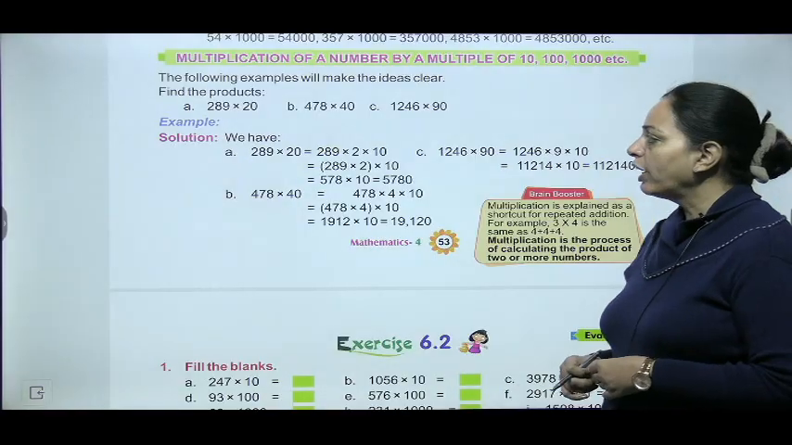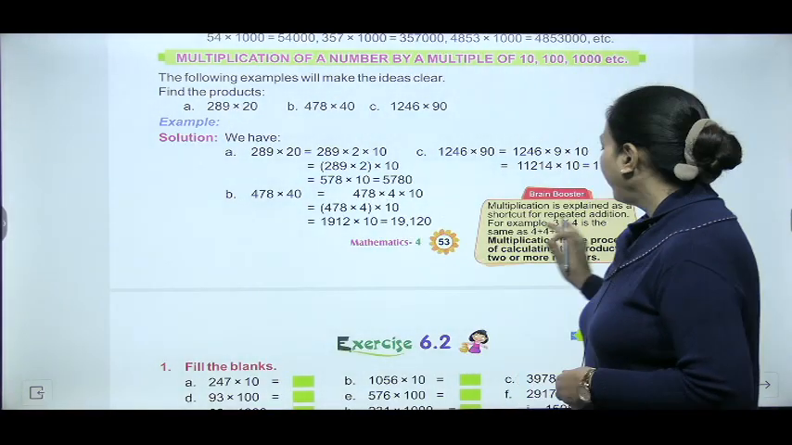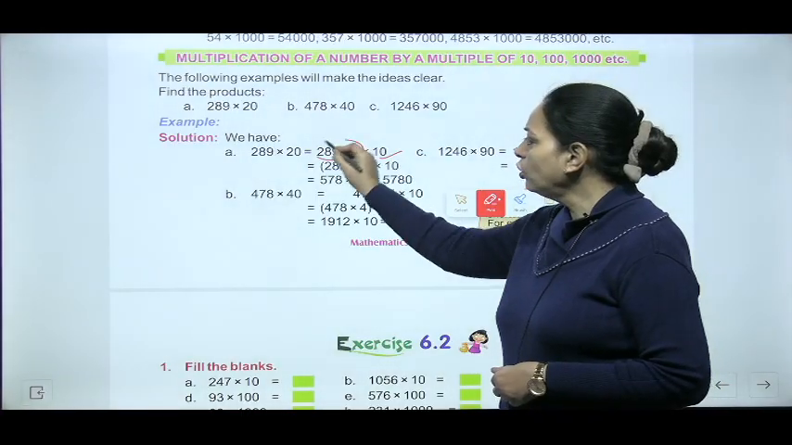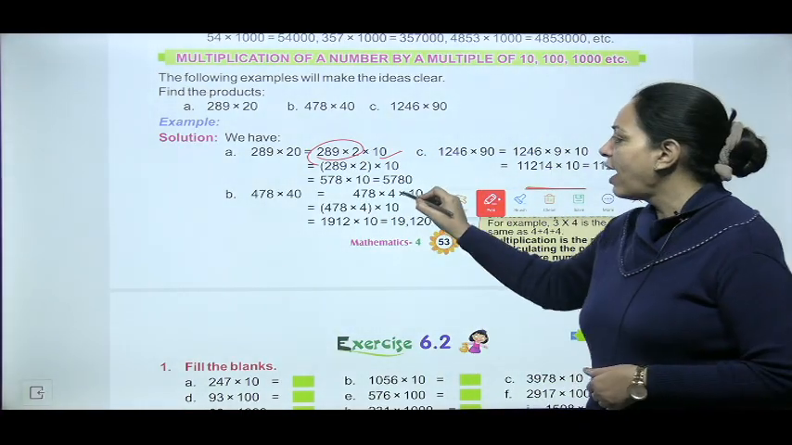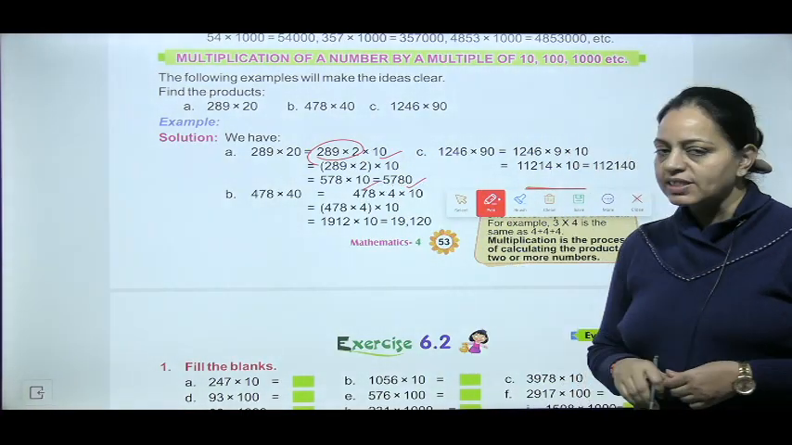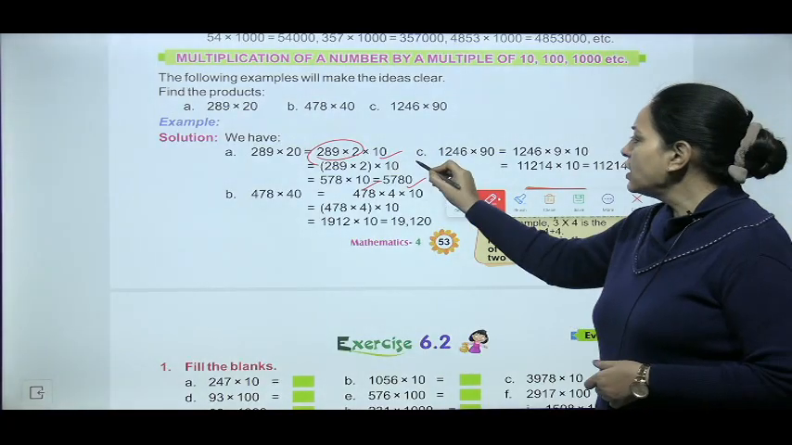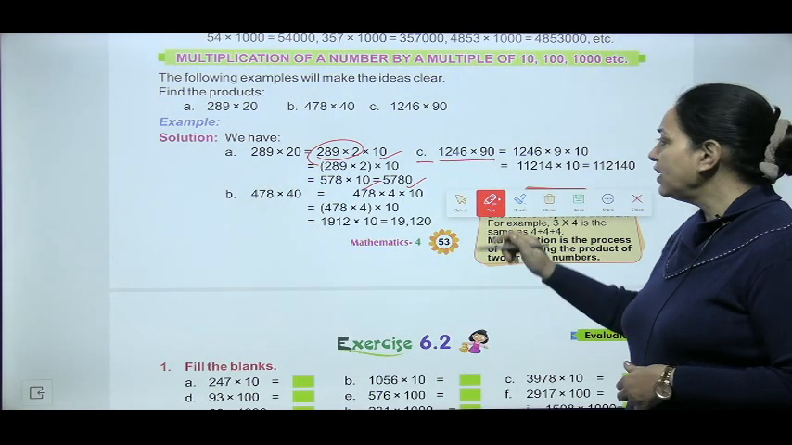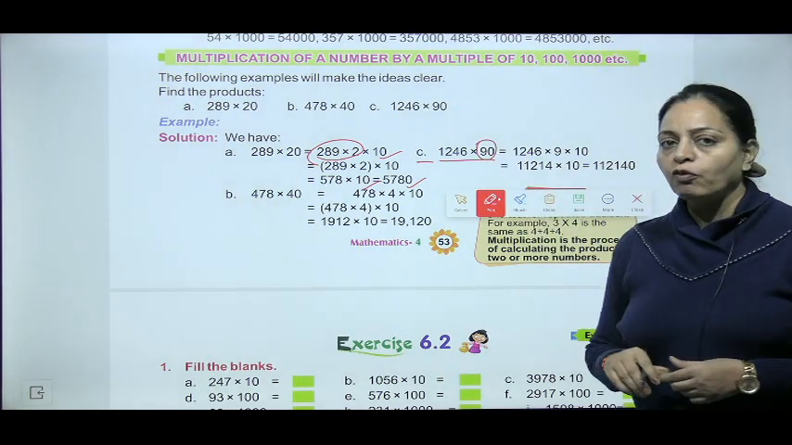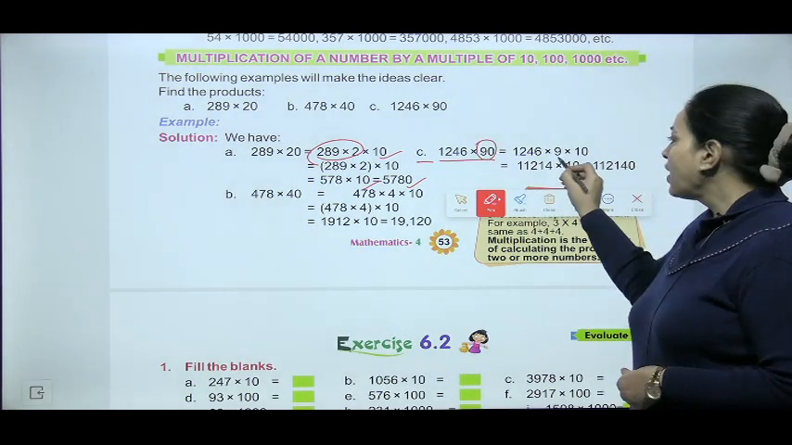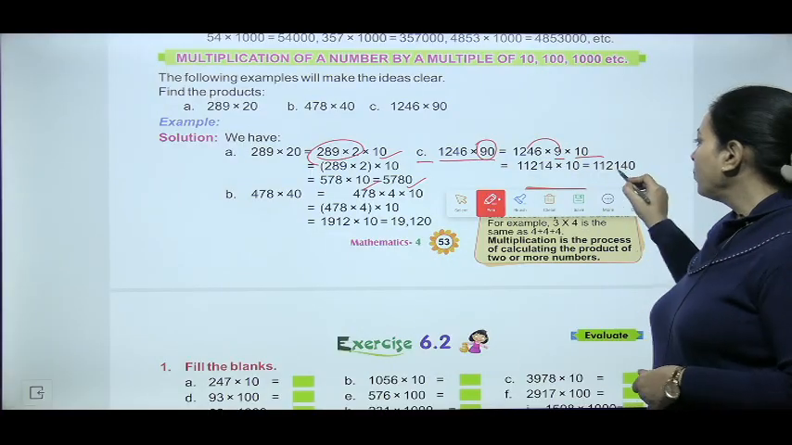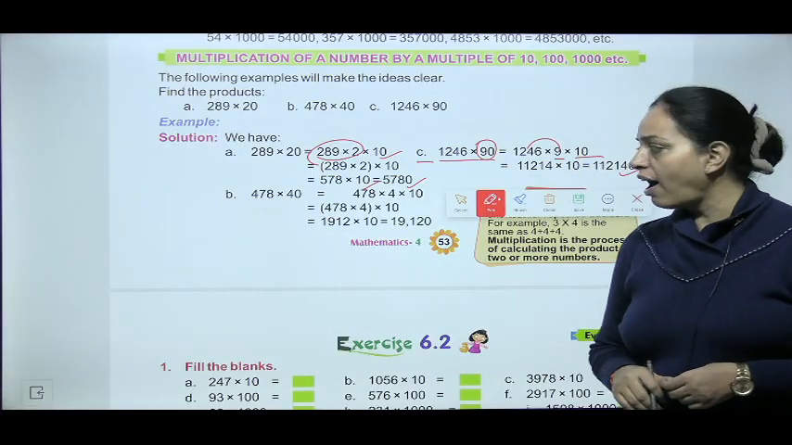So what to do? We can write 289 multiplied by 2 into 10. Multiply these two and put 0 at the last. So this is the answer. Now C part, 1246 multiplied by 90. So 90 is a multiple of 10. So how can we write? 9 into 10. Multiply these two and then put 1 0 at the last.